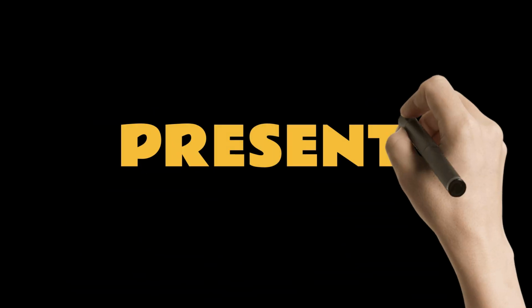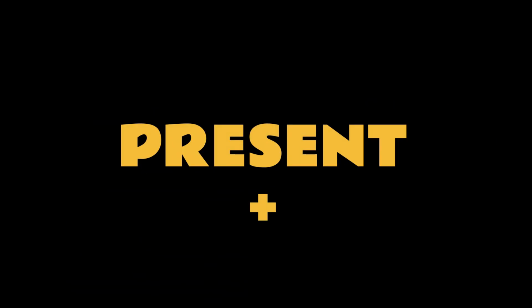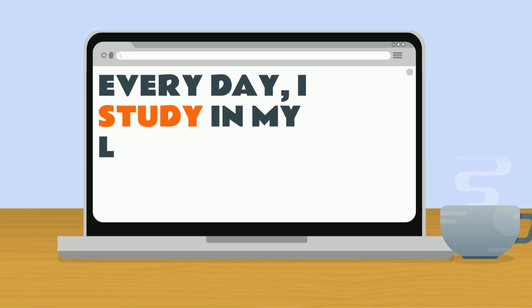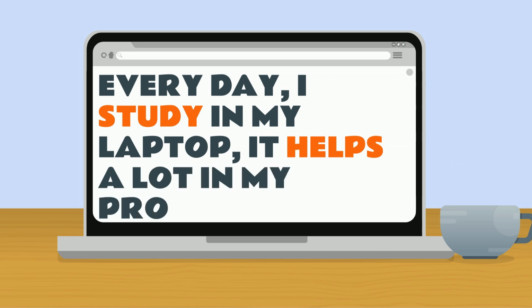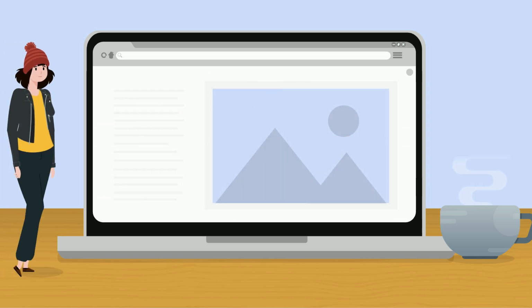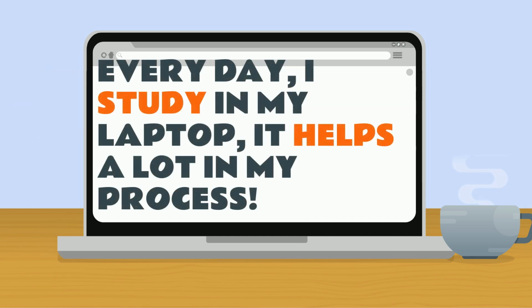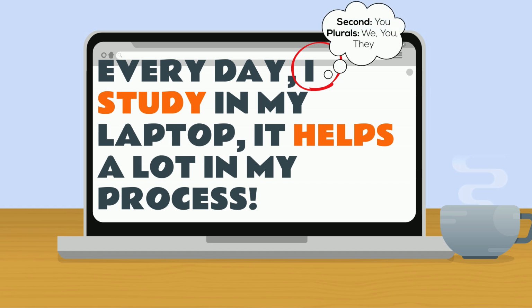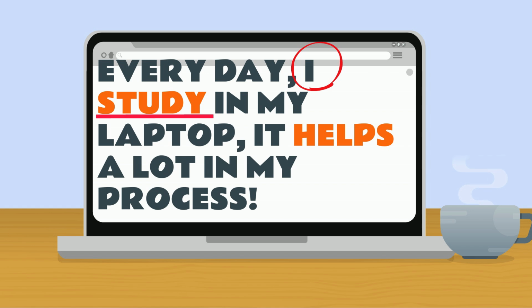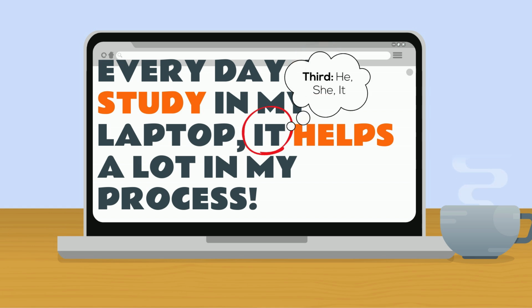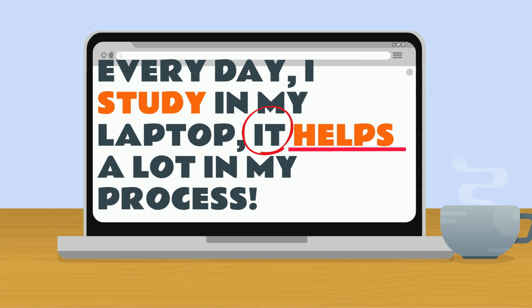Let's start with an example of the affirmative form of present. Every day I study in my laptop. It helps a lot in my process. As you can see, when using first person as well as second and plurals, the verb keeps its basic form. However, when using third person in singular, it will change its form, adding an s at the end.